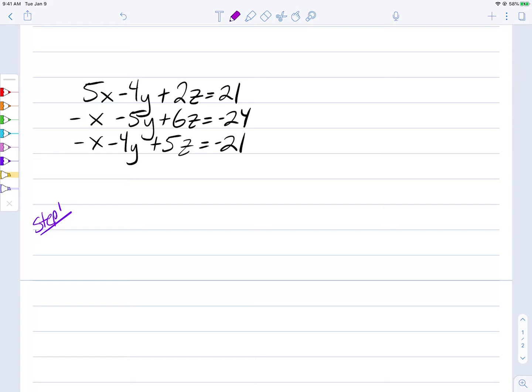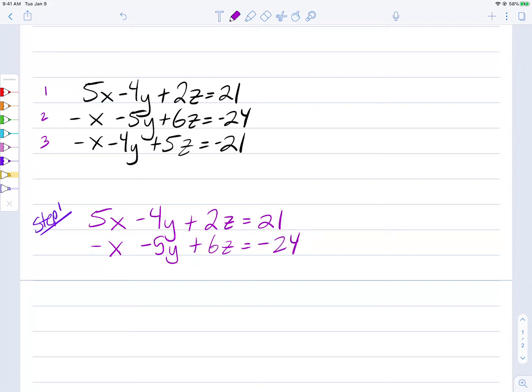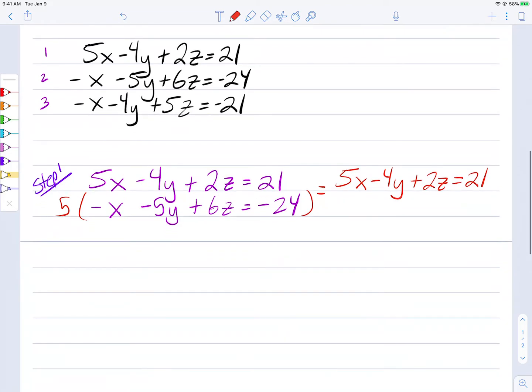Step 1 says take equations 1 and 2. So I'm going to call this equations 1, 2, and 3. So I'm going to take equation 1, and I'm going to take equation 2, and I'm going to eliminate one of our variables. It does not matter which variable it is. It can be whatever variable you choose. So I'm going to multiply this bottom equation by a 5. If I do that, I'm going to leave the top equation alone, and I'm going to multiply the bottom equation by 5.